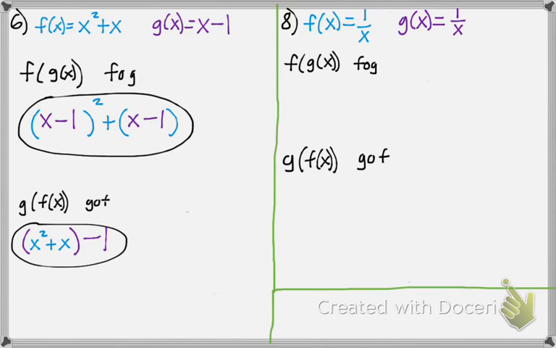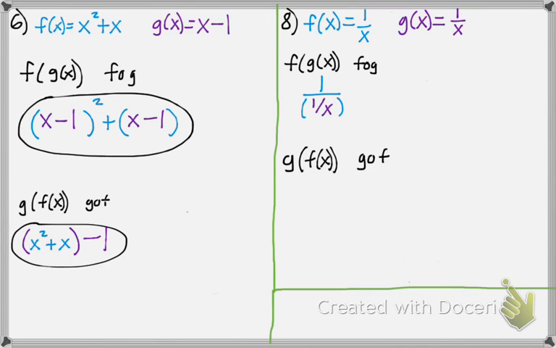For number 8, we actually have the same function. So f is equal to 1 over x, and g is equal to 1 over x. So this is kind of interesting because it's going to be 1 over, and then inside of that, I'm going to plug in 1 over x.